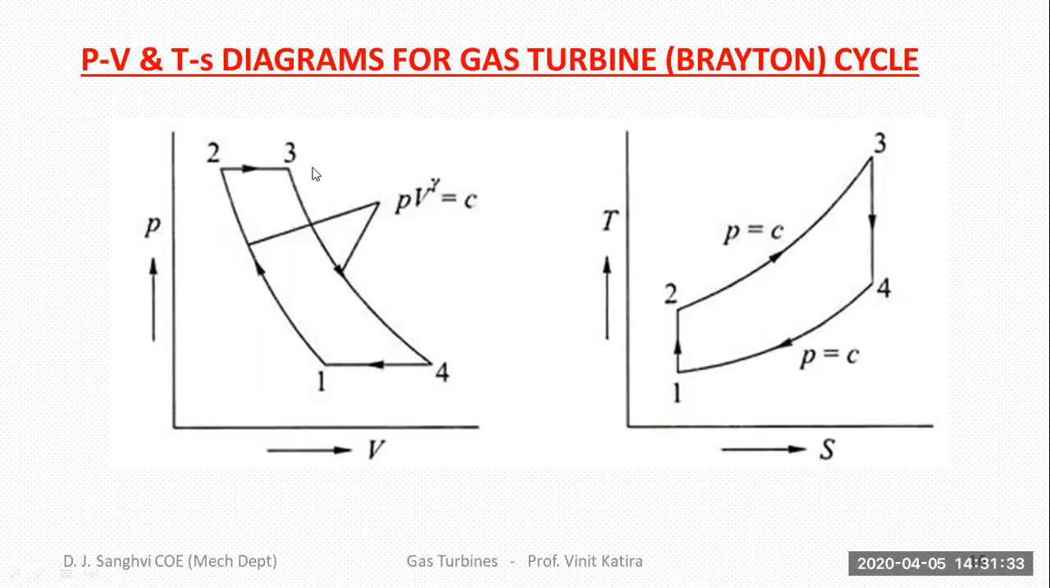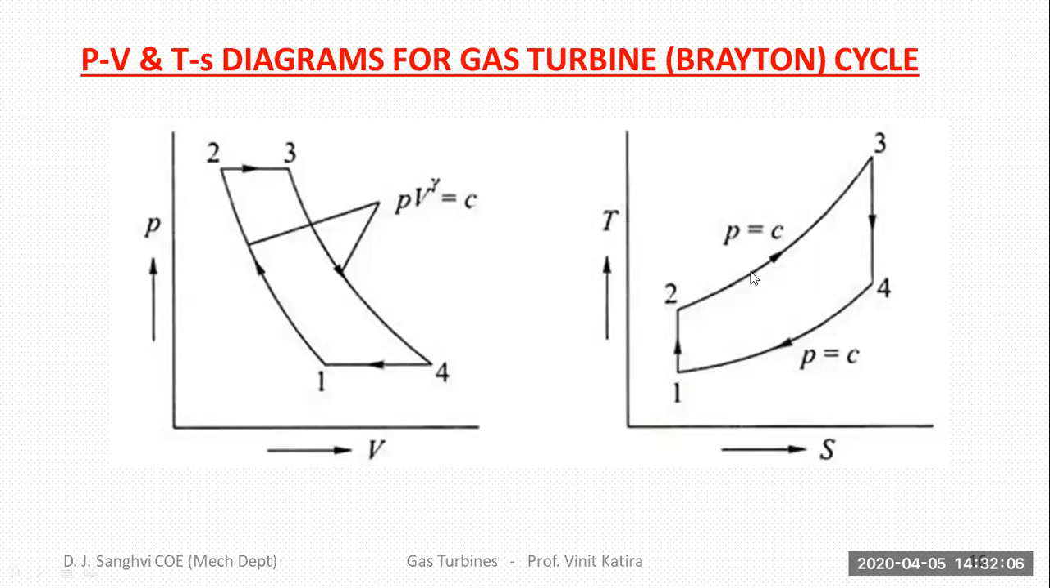So next we'll proceed to the PV and TS diagrams that are there for your gas turbine power plants. First process 1 to 2. This is your isentropic compression that happens in your air compressor. Here you can see in the TS diagram, it is going to be a vertical line since it is constant entropy compression, isentropic compression. So 1 to 2 is isentropic compression.